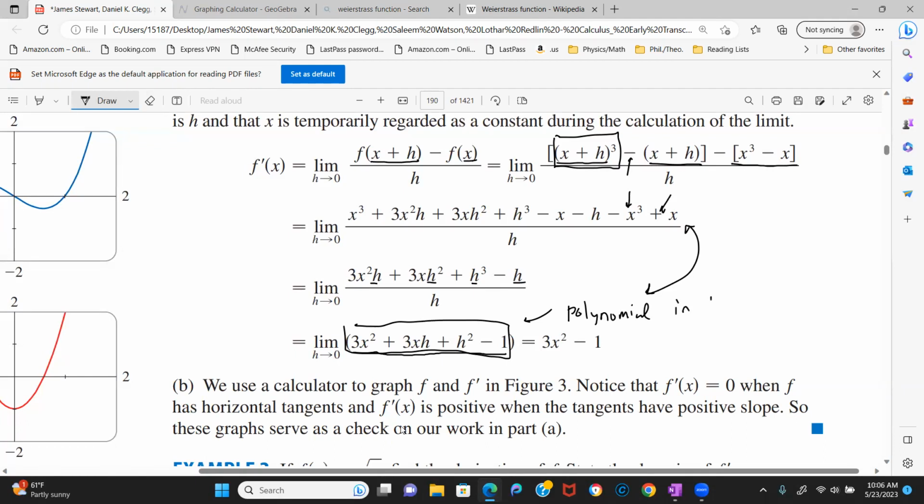It's a polynomial in h, so it implies continuous, right? This thing we're taking the limit of is continuous, so you could just plug in h equals 0. When you do that, you get 3x squared minus 1. And this is another polynomial. The derivative of a polynomial is a polynomial, and so this is defined everywhere. It's defined on the whole real line.